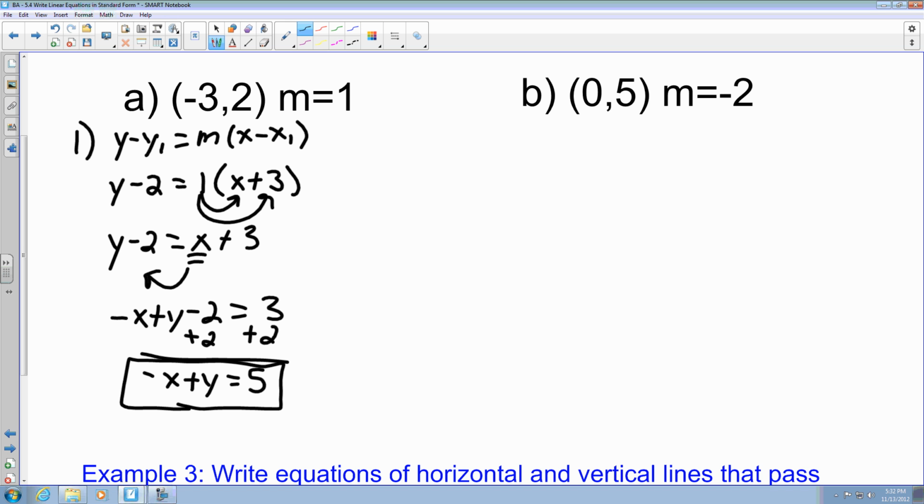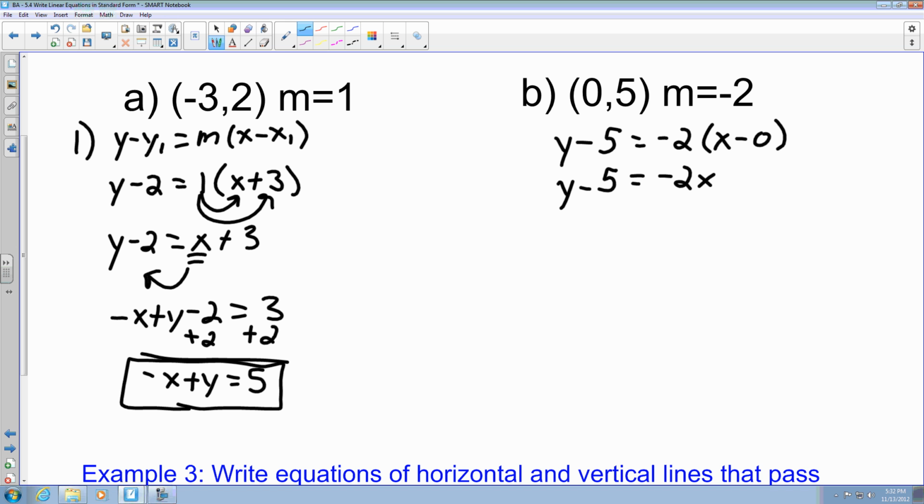Let's give b a try. So our coordinates are (0, 5), and our slope is negative 2. Just like in example A, we're going to put it in point-slope form. It looks like this: y minus 5 equals negative 2 times x minus 0. So I'm going to distribute that negative 2 into the parentheses. So I get y minus 5 equals negative 2x.